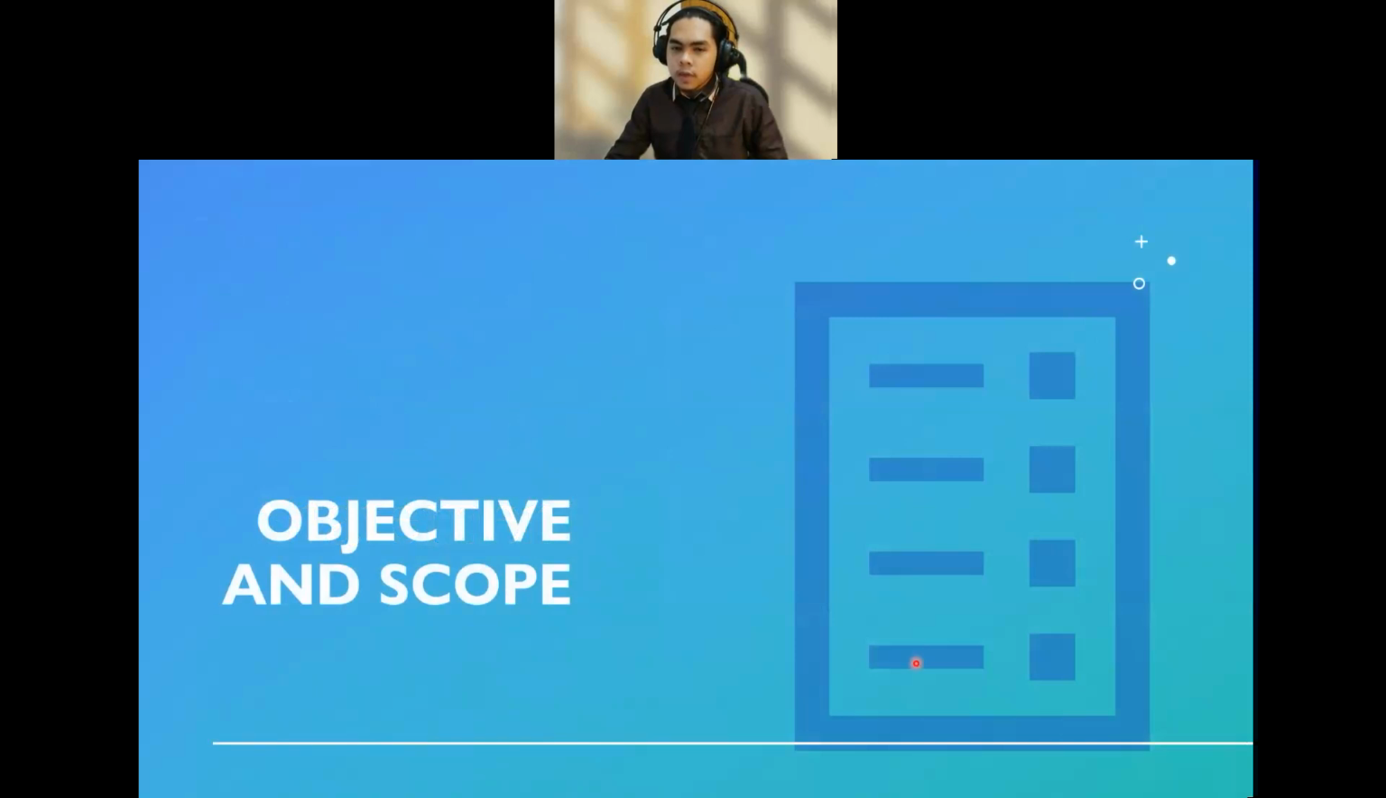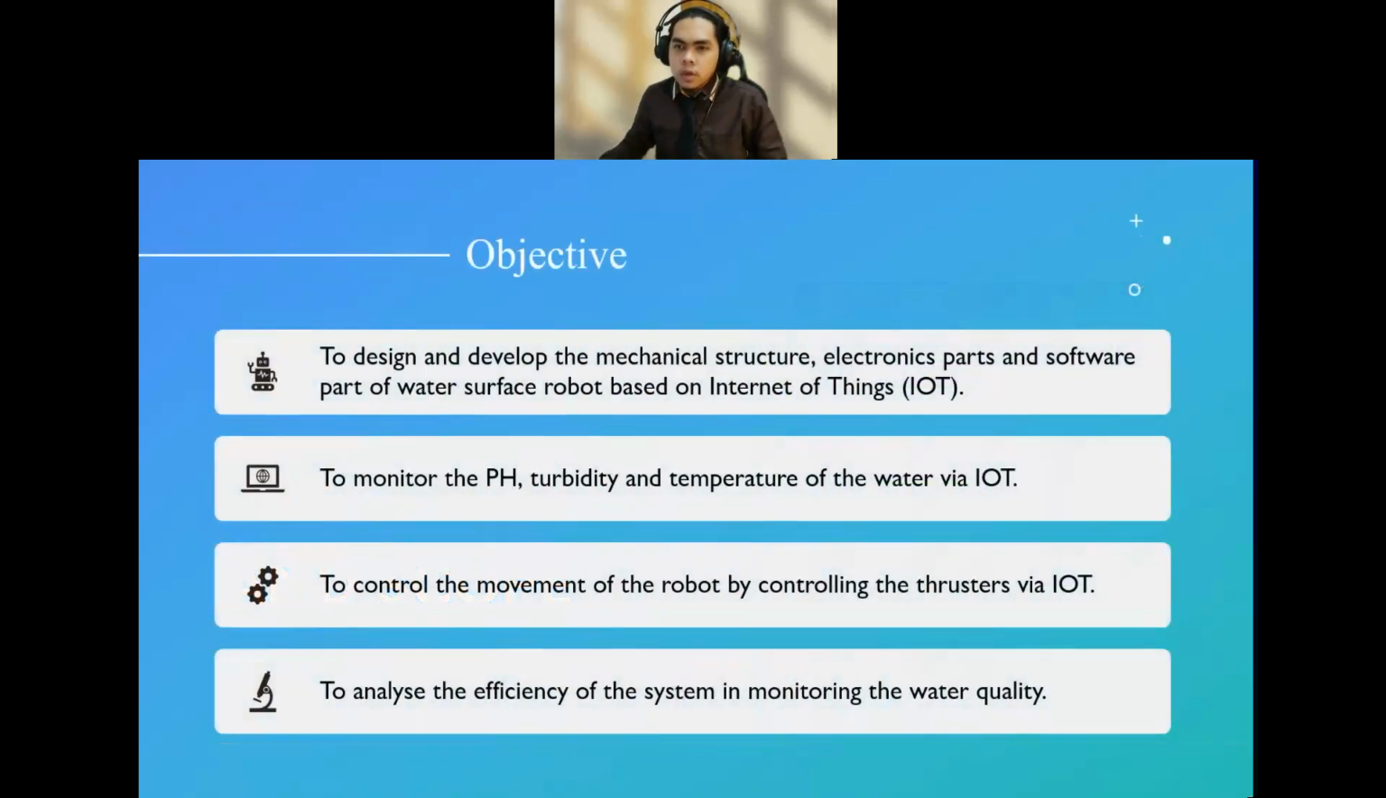Moving to objective and scope. Objective. The first one is to design and develop the mechanical structure, electronic parts, and software part of the water surface robot based on Internet of Things IoT to monitor the pH, turbidity, and temperature of water via IoT, to control the movement of the robot by controlling the thruster via IoT, and lastly to analyze the efficiency of the system in monitoring the water quality.